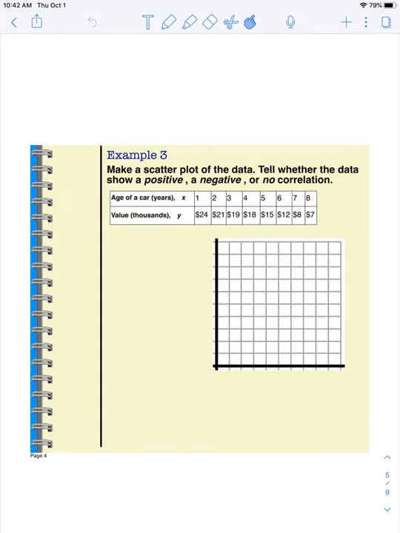All right, example 3 says make a scatter plot of the data. Tell whether the data show a positive, negative, or no correlation. So first, we're going to label our axis and then plot the points. All right, so I labeled my axis. The x-axis is labeled by 1. The y-axis is labeled by 3. If you labeled your y-axis by 2, 4, or 5, that's also okay. Your graph's just going to look a little different. However, no matter how you labeled your axis, this graph definitely has a negative correlation.